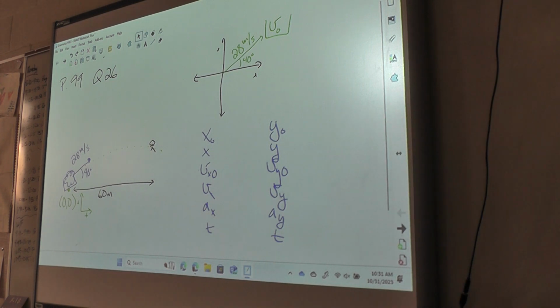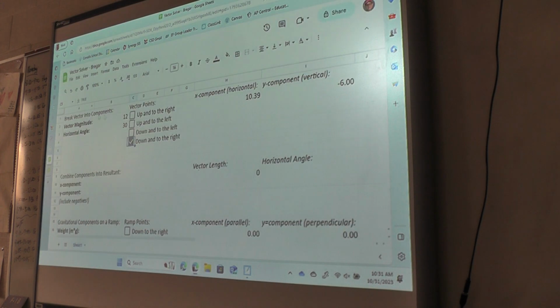So how do we deal with that? We use the vector solver. So we'll plug that into our vector solver. The magnitude was 28, the angle was 40. It's pointing up and to the right the way I've drawn it. And that gives us an x component of about 21.5 and a y component of about 18.